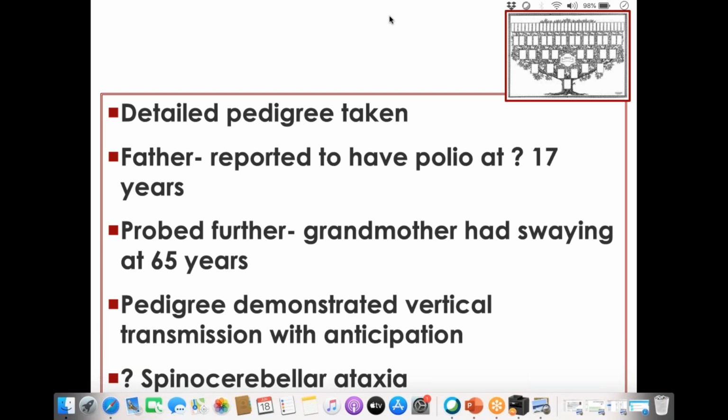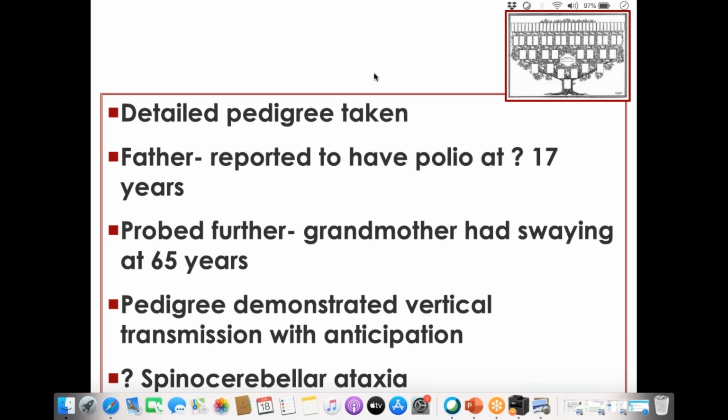She said that look, the father has difficulty in moving, and everybody told me that he had polio at the age of 17 years. Is it something alarming? Yes. Any answers in the chat box? Yes, there is one answer. Now let me see what the answer is.